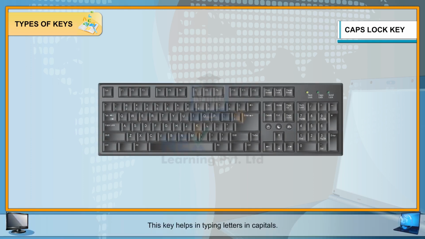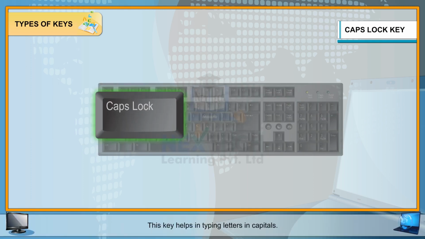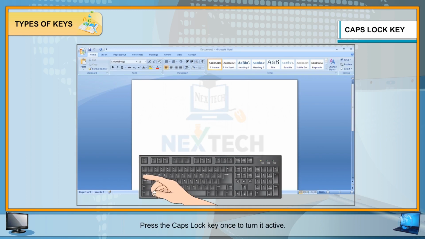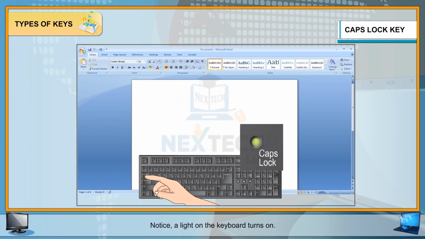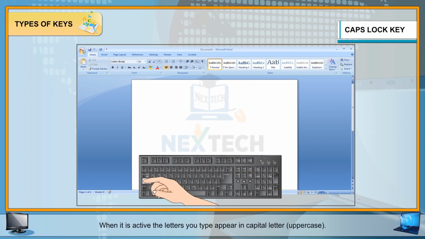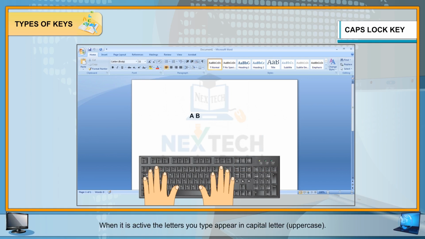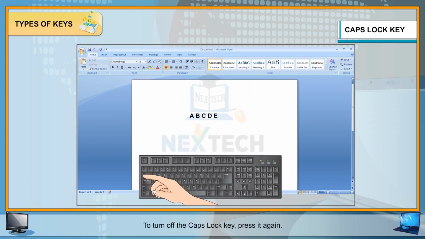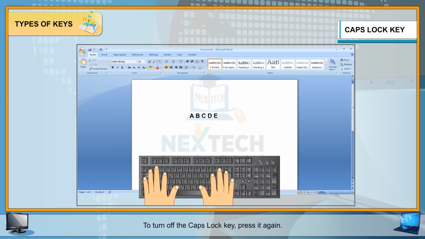Caps lock key. This key helps in typing letters in capitals. Press the caps lock key once to turn it active. Notice a light on the keyboard turns on. When it is active, the letters you type appear in capital letters, that is uppercase. To turn off the caps lock key, press it again. When it is off, the letters you type appear in small letters, lowercase.